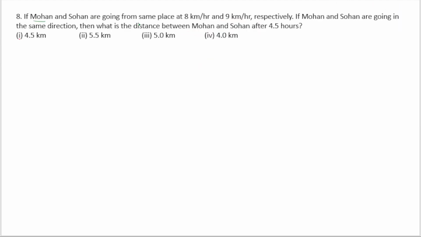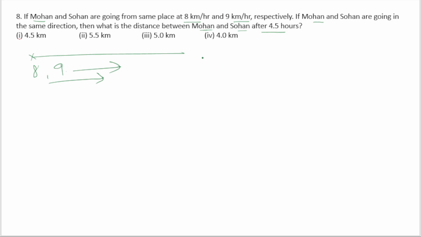If Mohan and Sohan are going from the same place at 8 kilometers per hour and 9 kilometers per hour respectively. See, Mohan and Sohan are going from the same place at 8 kilometers per hour and 9 kilometers per hour respectively. If Mohan and Sohan are going in the same direction, both are going in the same direction, then what is the distance between Mohan and Sohan after 4.5 hours?